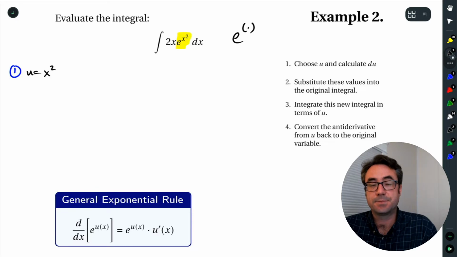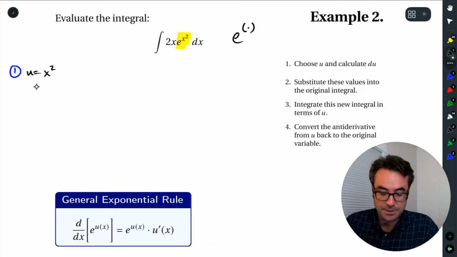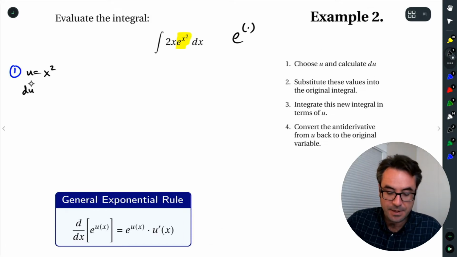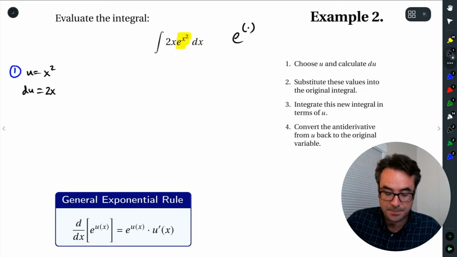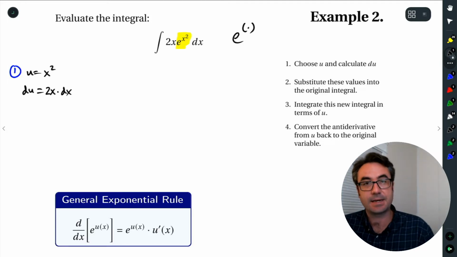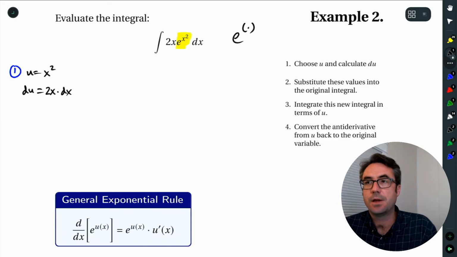All right, so that's the first part. Choose u. Then we calculate du. So once I choose u, then I'm going to calculate du. So I differentiate x squared, I get 2x, and then I multiply by dx.